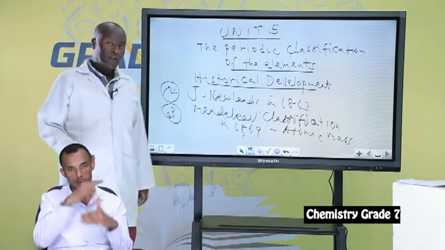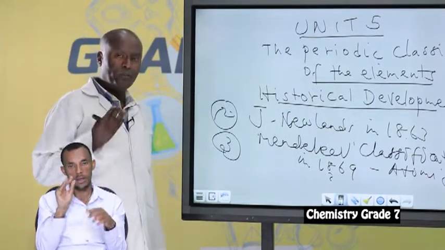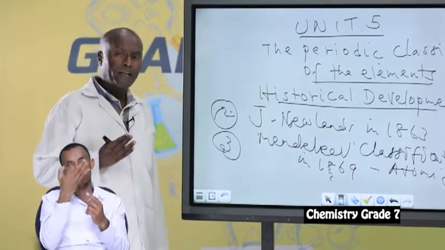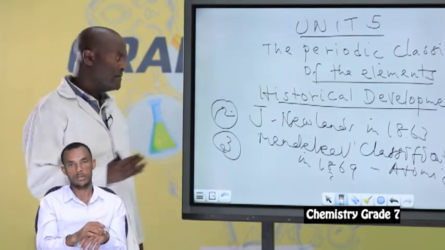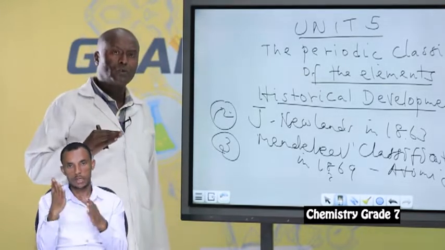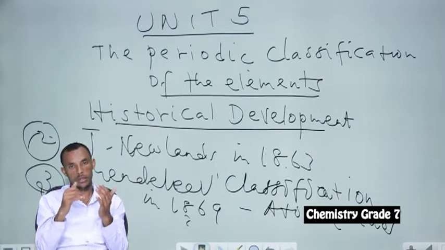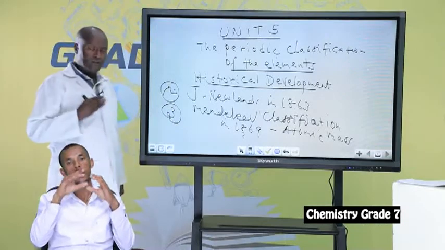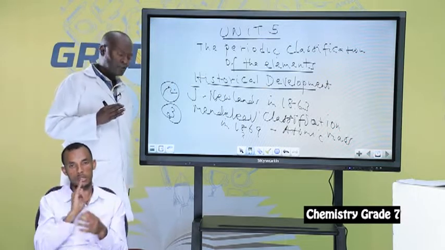Therefore, Mendeleev's periodic law states that the properties of elements are a periodic function of their atomic mass. I told you, in Mendeleev's periodic table, the elements are arranged in order of increasing atomic mass. That means the basis for the classification of elements is atomic mass.